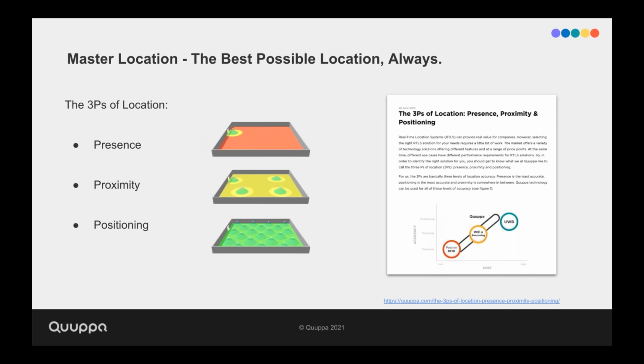types of system architectures. The Quuppa system can scale together with your business now, for example, by adapting your existing projects from a proximity level accuracy to now a more positioning level of accuracy.